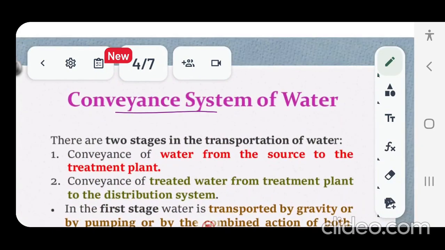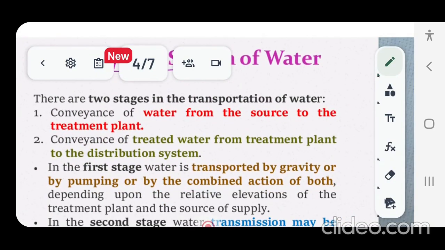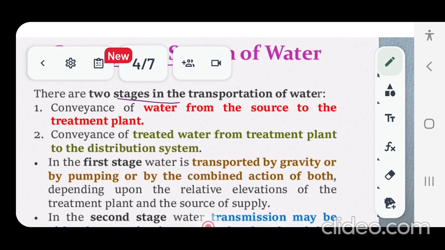When it comes to conveyance, we have already seen how to store the water. Now, how to convey the water to the water distribution lines for our domestic service. So there are two stages in the transportation of water. From the storage point of view, the water should be conveyed to the treatment plant, that is the first stage. Then from the treatment plant, the water should be conveyed to the domestic supply lines, that is the second stage.